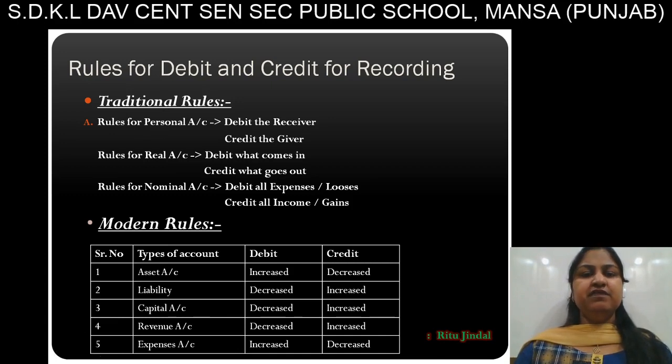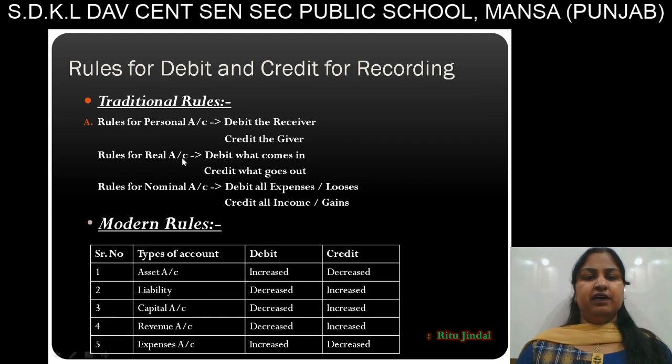A person may be a receiver or may be a giver. Whenever the person is the receiver, the account of the receiver should be debited. And when the person is the giver, then the account of the person should be credited. According to personal account, debit the receiver who receives something and credit the giver who gives something.